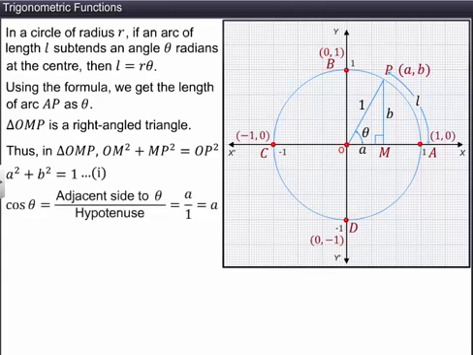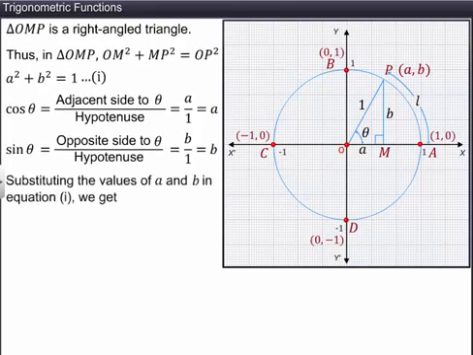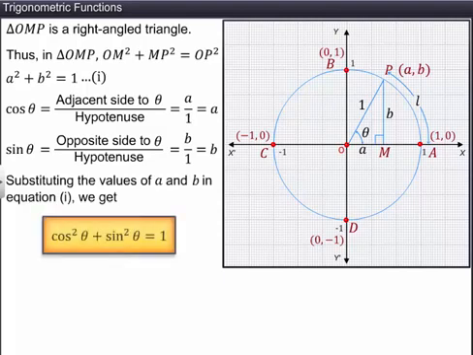Now, corresponding to the angle theta radians, we define the trigonometric function cosine as cos theta is equal to A, and the trigonometric function sine as sine theta is equal to B. In equation 1, substituting the values of A and B, we get cos square theta plus sine square theta is equal to 1. This shows a relation between the sine and the cosine functions for any real theta, which is a very important result in trigonometry.